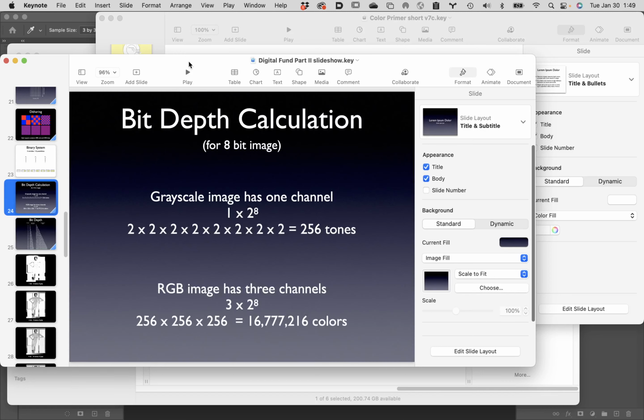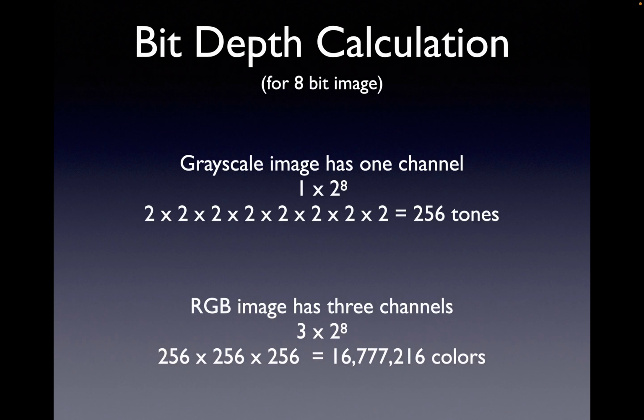So this is how you ultimately do bit depth calculation. If somebody says to you, I have an 8-bit image, you lay out 8 2's and you multiply them by each other. So 2 times 2 is 4, times 2 is 8, times 2 is 16, times 2 is 32, times 2 is 64, times 2 is 128, times 2 is 256. 256 possible tones. If we do this in 8-bit for RGB, again, you've got 256 reds, 256 greens, and 256 blues, and you multiply those all together and you get 16.7 million.